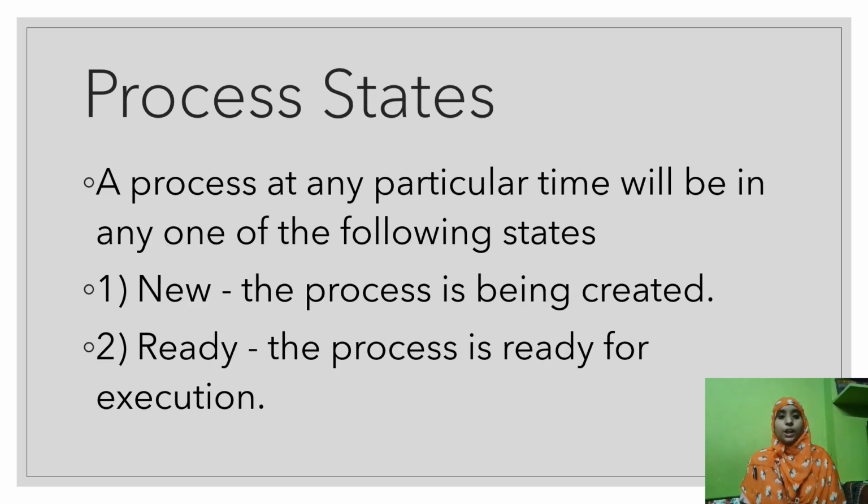Process states. A process can be present in five states: new state, ready state, and three other states. A process at a particular time will be in any of these states. New state. The process is being created. Here, a new process is created. Ready state. This process is ready to perform the execution.